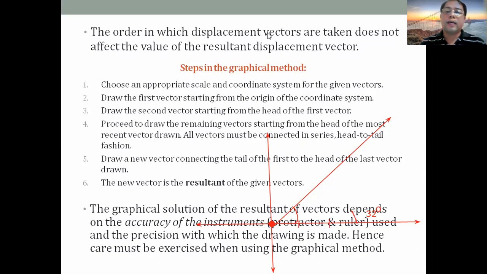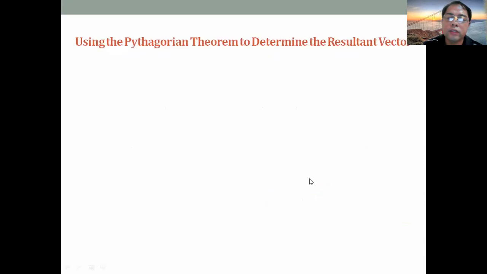So the resultant, guys, again, its value is dependent. The value of the resultant depends largely on how accurate your scale is and how well you read the number of degrees in your drawing.